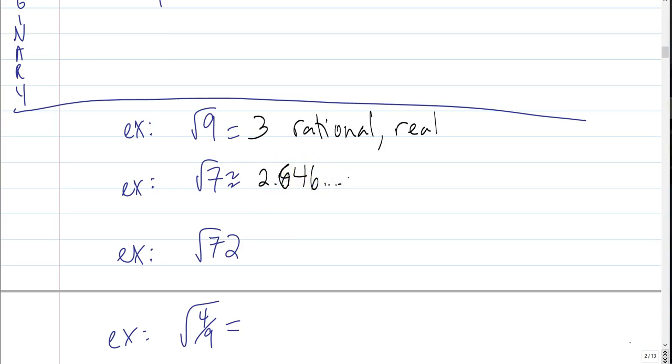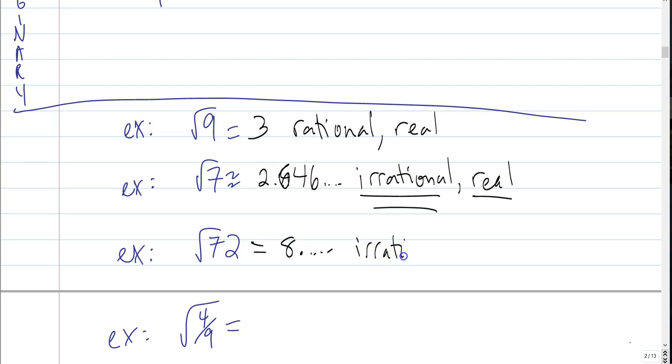But it is a non-repeating, never-ending decimal. That makes it what? Irrational, but still very real. Square root of 72. Hopefully you're getting it by now. 8 point something.